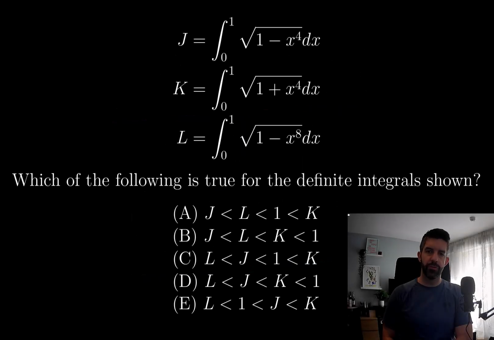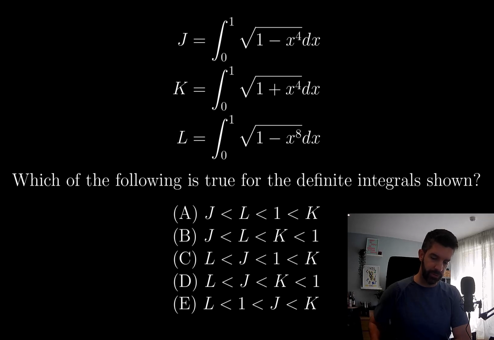Which of the following is true for the definite integrals shown? So we're given three definite integrals labeled J, K, and L. And we have four possible orderings of these things along with simply the number 1. Okay, so I don't think there's going to be much hope of actually evaluating any of these integrals.